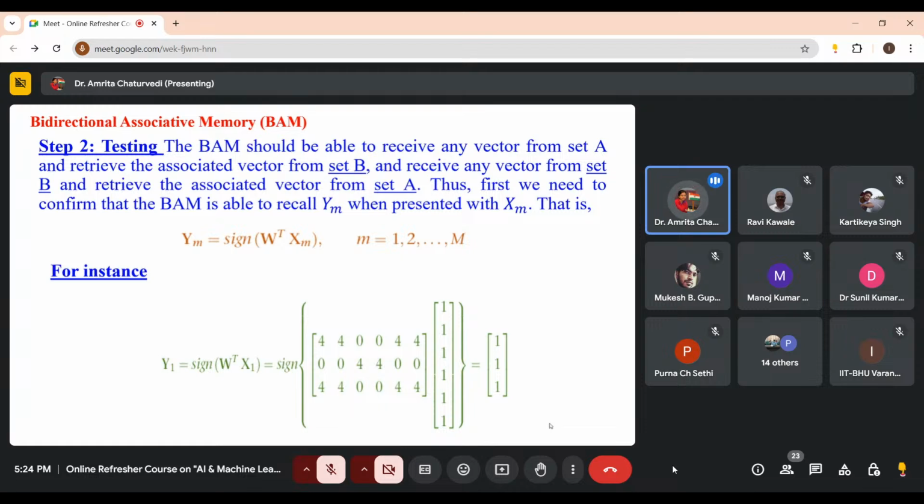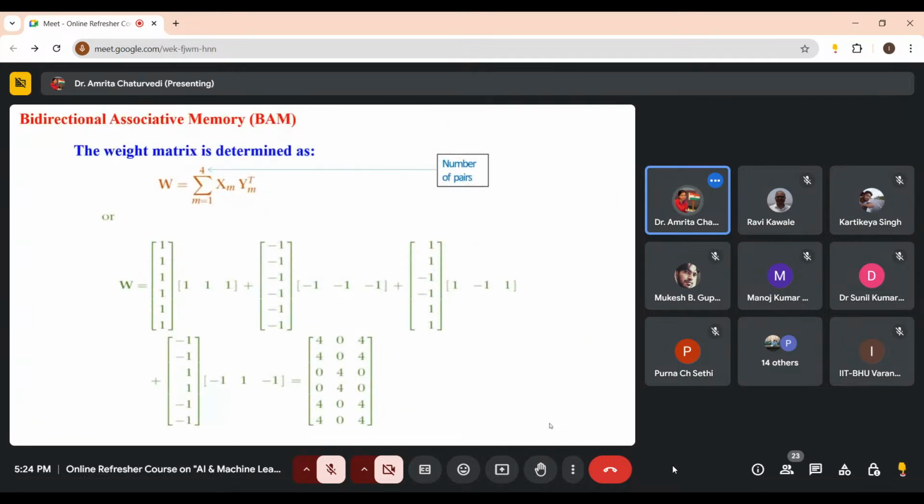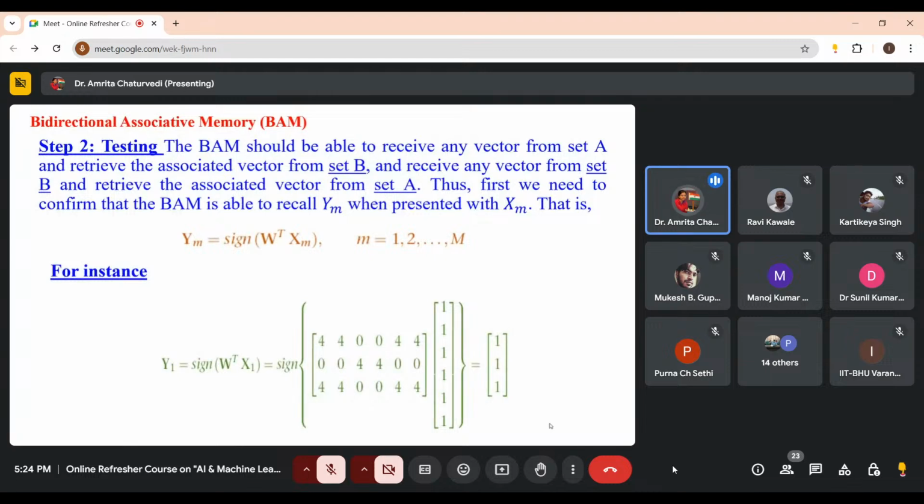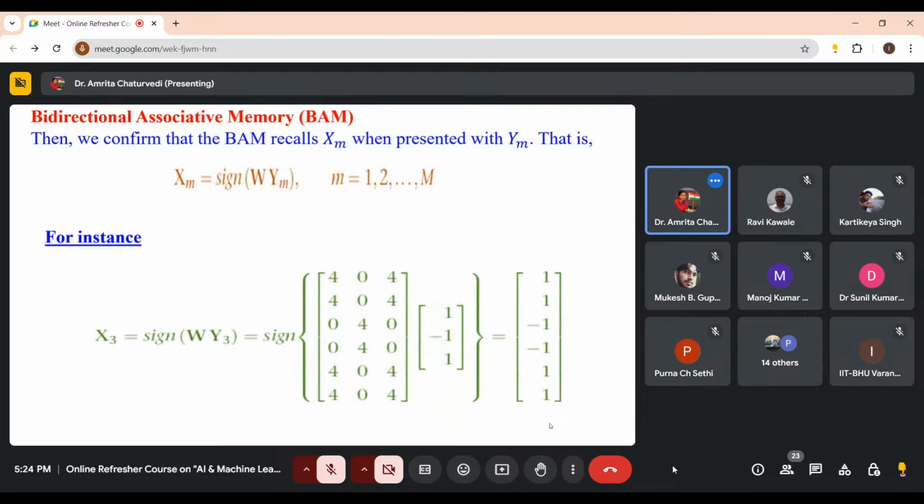So suppose you want to check for 1 1 1 1 1 1, that was your first vector. You multiply it by the weight matrix and then you apply the activation function. You get 1 1 1. And if you see in the vectors, 1 1 1, that is y1, is your corresponding output for your x1. So this means that the model is correctly giving the output pattern for the input 1. So we confirm that BAM recalls ym when presented with xm.